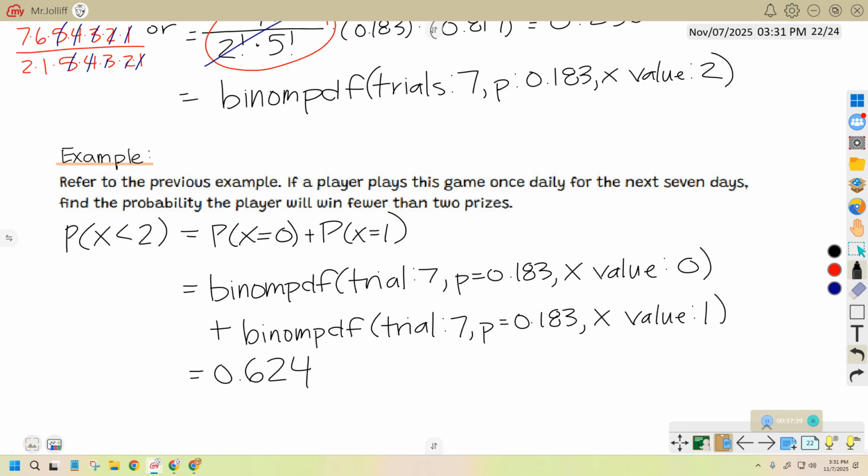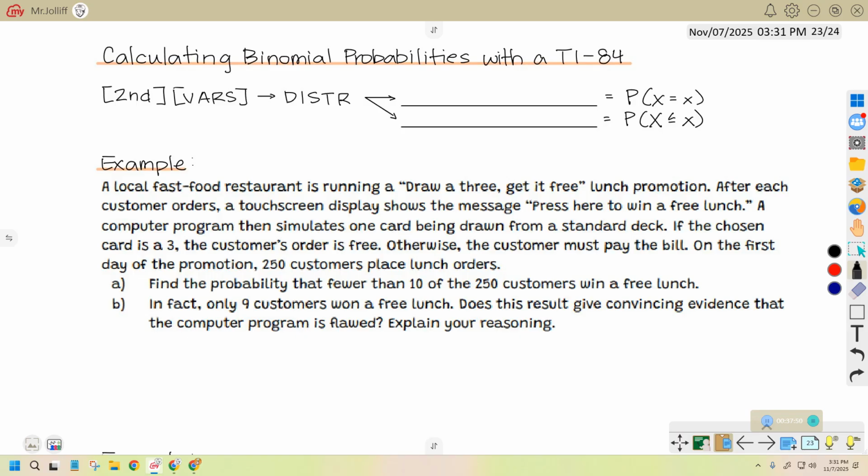All right. So on your calculator, you may have noticed when you were pulling up binompdf, there was another command there. We have 2. What we just did, binompdf, only does the exactly cases. Exactly 0 wins, exactly 2 wins, exactly 5 wins.